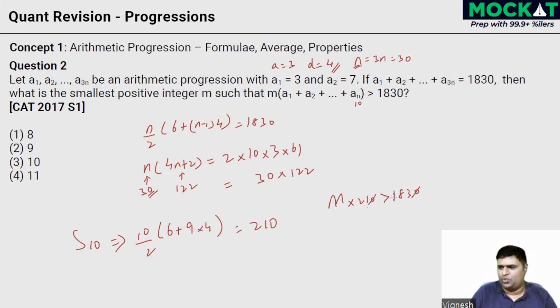So 21 into what? 21 into 8 is going to come to 168. No, 21 into 9 over here is coming to 189. It works out. So option 2 becomes the answer. Or you can divide it in the calculator and find it to be some 8 point something. The smallest positive integer is going to be the next one, which is 9.